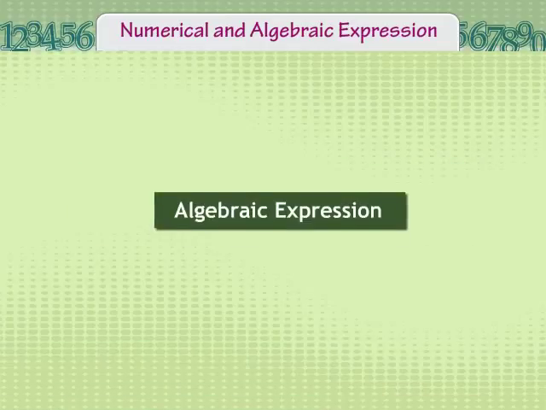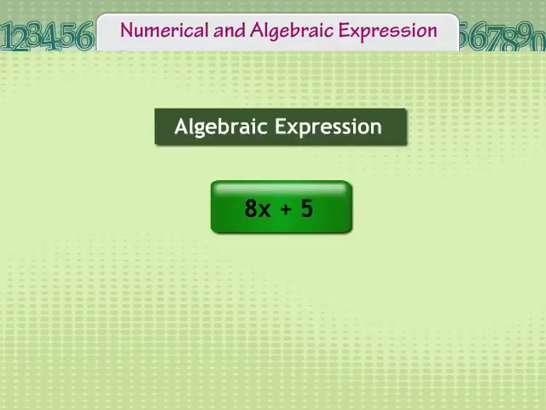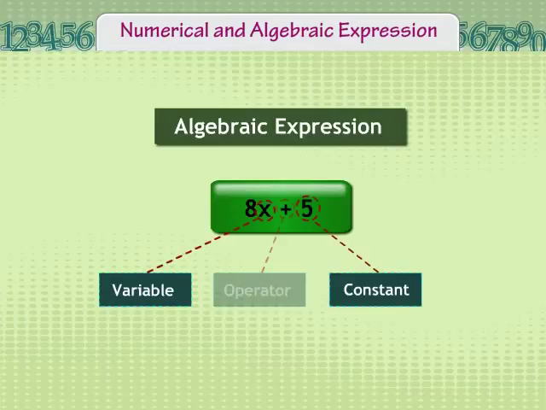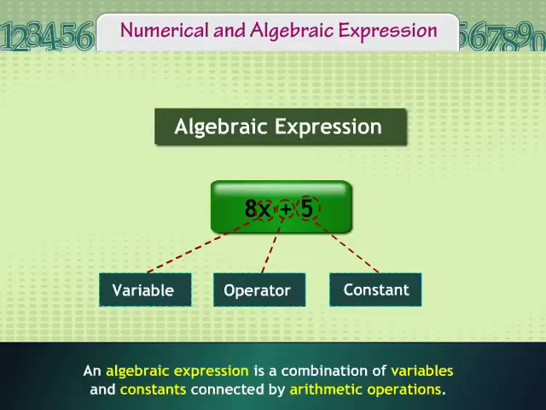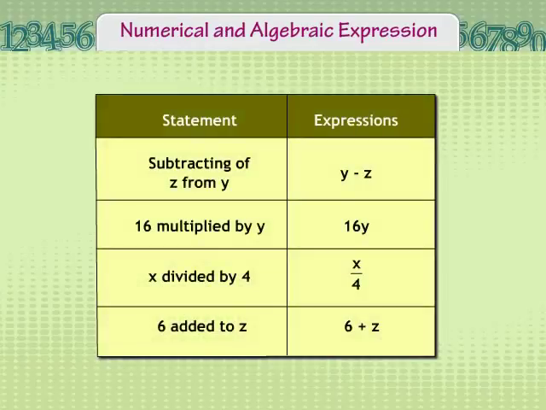Now look at the expression 8x plus 5. This type of expression is known as algebraic expression because the expression is formed with variables, constants, and operators. Thus, we can say an algebraic expression is a combination of variables and constants connected by arithmetic operations. Have a look at some more examples in a tabular form.